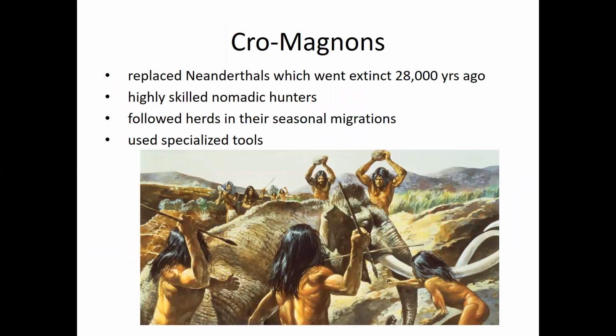So the Cro-Magnons, they replaced the Neanderthals in Europe. The Neanderthals went extinct 28,000 years ago. The Cro-Magnons were highly skilled nomadic hunters, and they followed herds and their seasonal migrations. You can see some hunting a mammoth or a mastodon there. They used specialized tools.